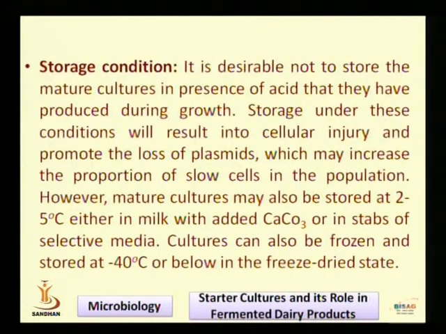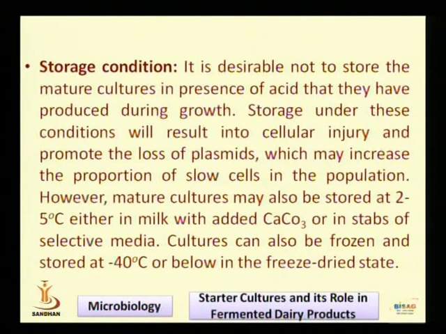Storage condition. Not only the process of fermentation, but also when you are storing the product, it should be done in a correct manner, then only it will give you proper starter cultures. It is desirable not to store the mature cultures in the presence of the acid that they have produced during growth. Storage under these conditions will result in cellular injuries and promote the loss of plasmids, which may increase the proportion of slow cells in the population.